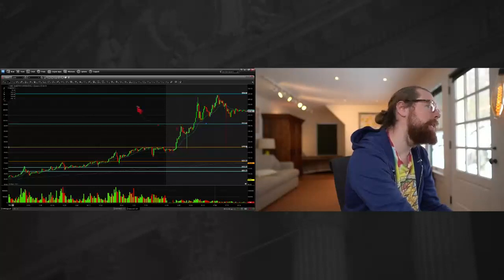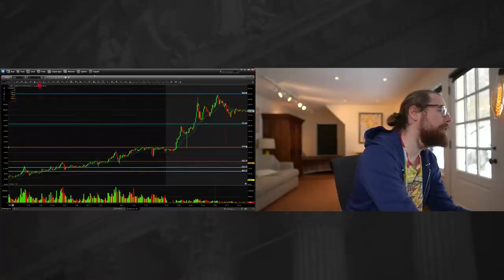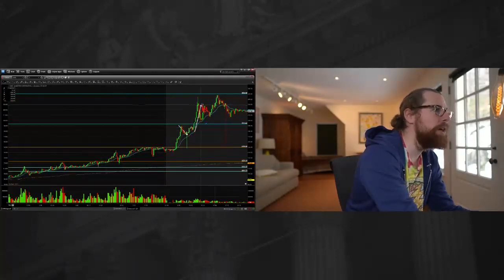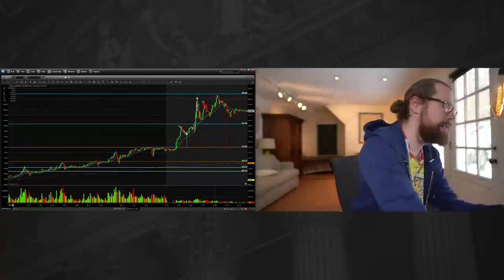Pulls back. This is kind of a sloppy ABCD pattern. As you can see right here, a dip, a pop up, right to here, then another little dip, and then it breaks through that level. It goes all the way up to $240, $250.